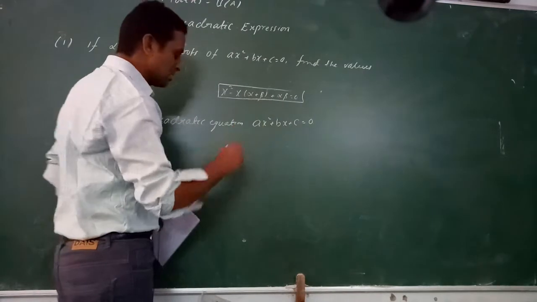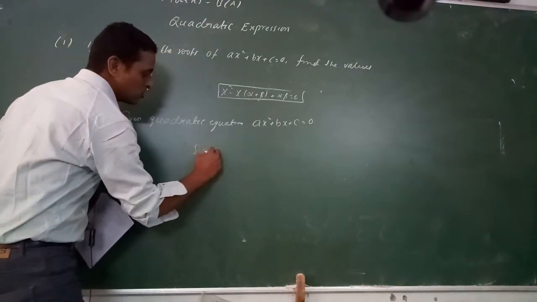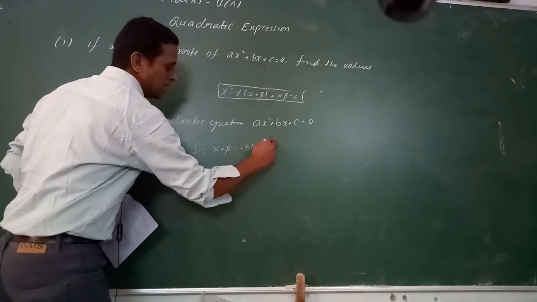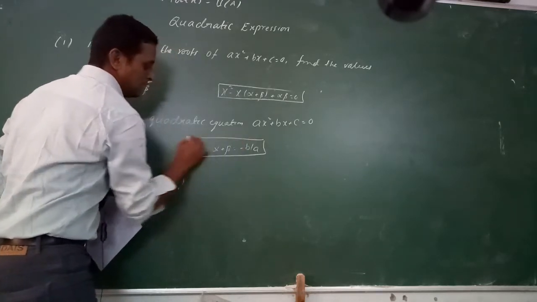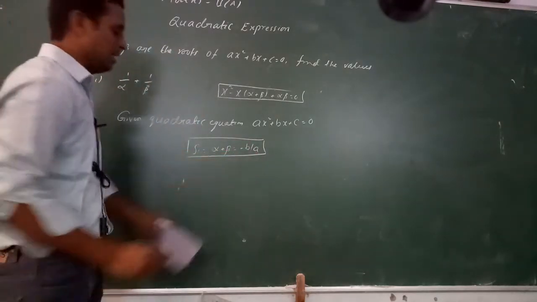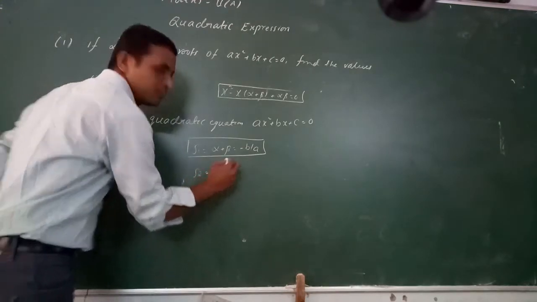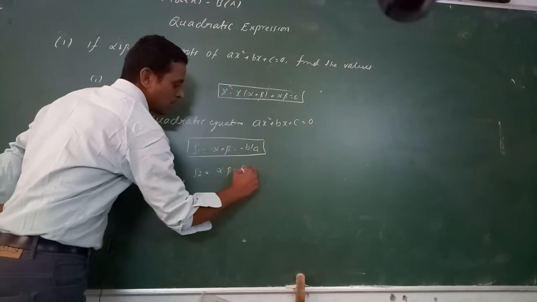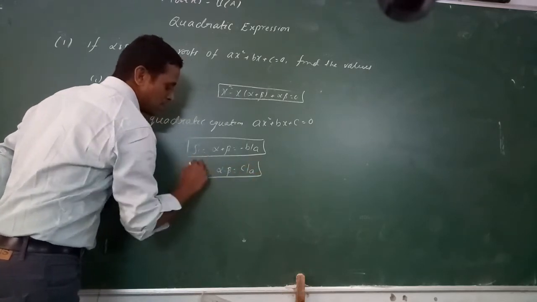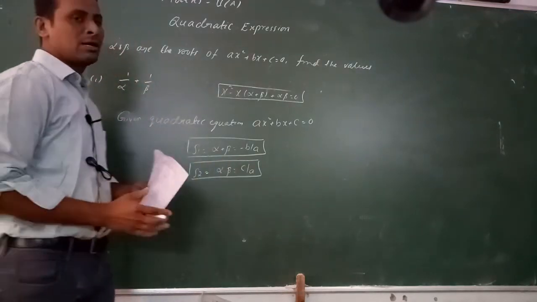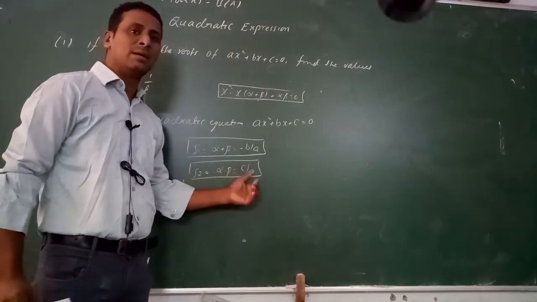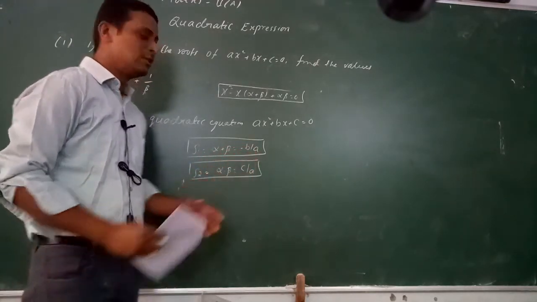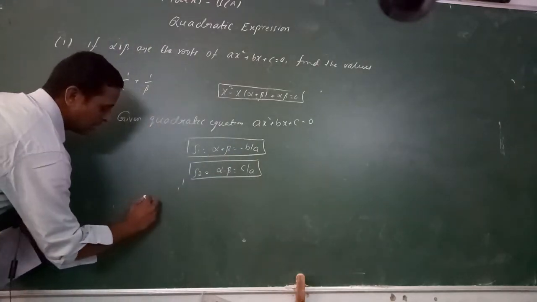First find the sum of the roots. S1 is equal to alpha plus beta is equal to what here? Minus b by a. S2 is equal to alpha beta, the product of the roots, is c by a, and the sum of the roots is minus b by a. So what is the given problem now here?